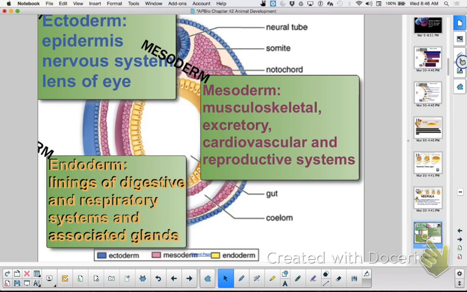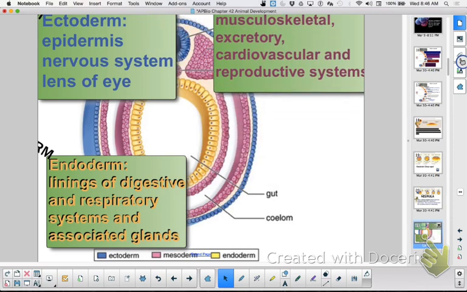Has anybody noticed that the words match the colors? I had to take time to do that. I appreciate it. It really helps. All right.